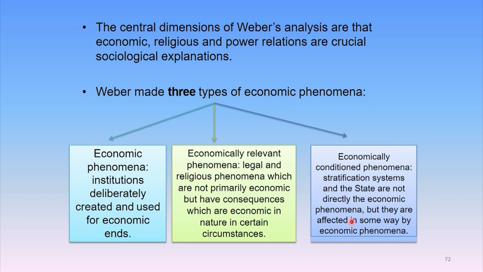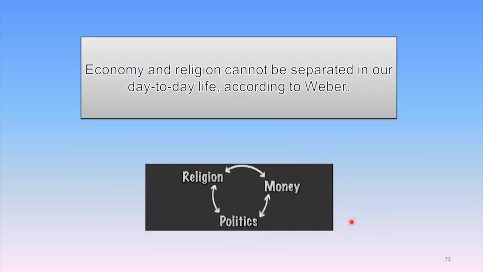Thereby, he made three types of economic phenomena, namely economic phenomena, economically relevant phenomena and economically conditioned phenomena. Within economic phenomena, he gave the examples of institutions deliberately created and used for economic ends, I mean the market. For economically relevant phenomena, he referred to legal and religious phenomena, which are not primarily economic, but have consequences which are economic in nature in certain circumstances. And for economically conditioned phenomena, Weber refers to stratification systems and the state, which are not directly economic phenomena, but they are affected in some way by economic phenomena. By doing this, he suggested that economy and religion cannot be separated in our day-to-day life and so on.